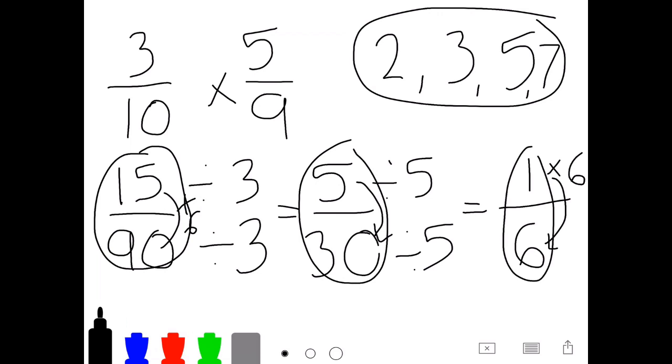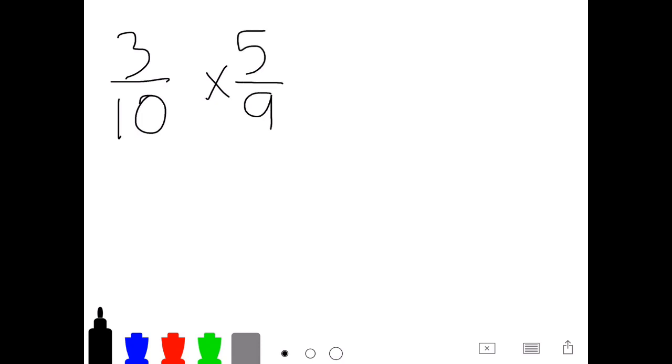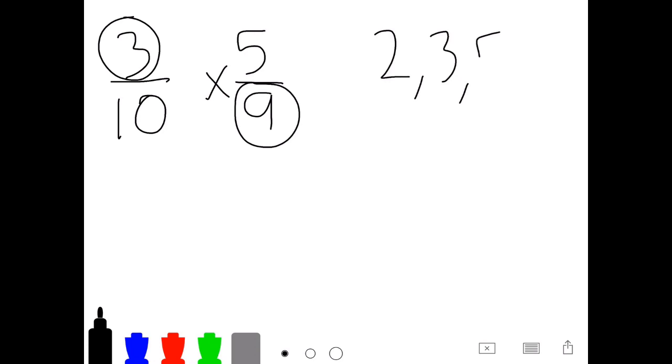Now, I'm also going to teach you another way to reduce these, and it's through cross-canceling. So we're going to take the same problem, 3/10 times 5/9, and we're going to reduce in another way. So we're going to look at the numbers that are catty-cornered to each other, and we're going to check to see if they're divisible by those 3 or 4 numbers that I showed you before. 2, 3, 5, and of course you can also check 7 and 11.